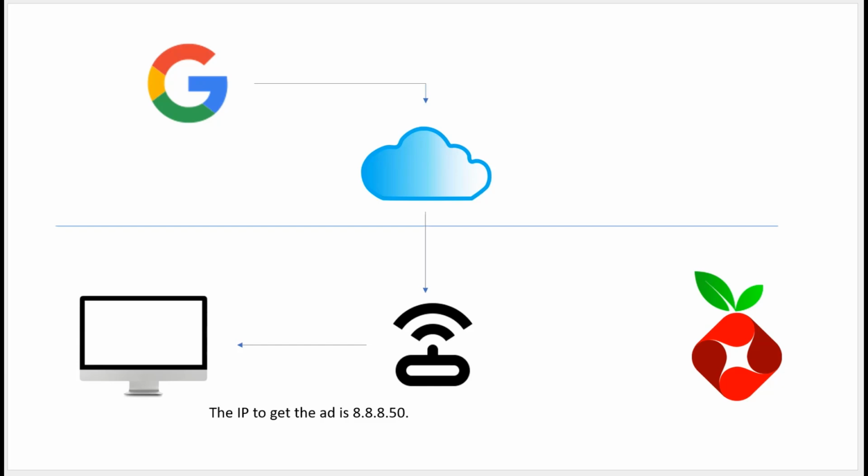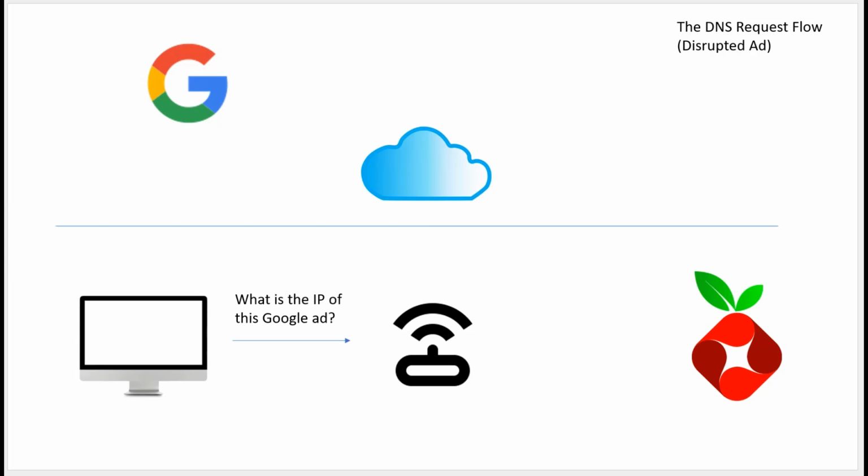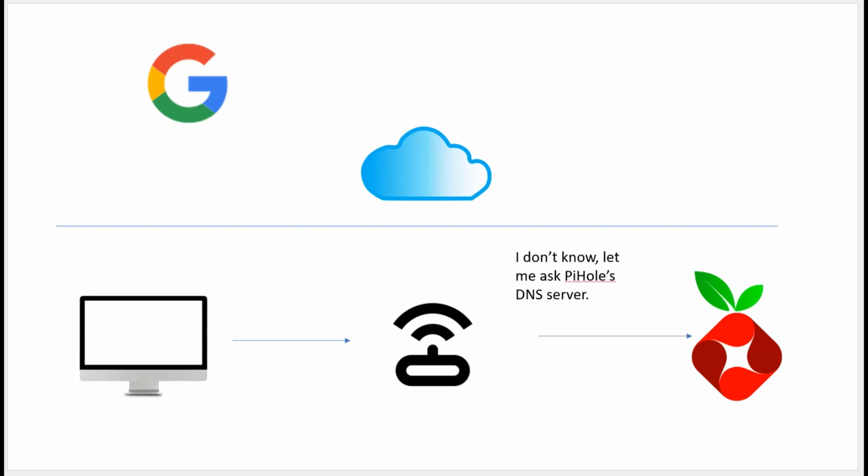So how does PiHole block our ads? It disrupts that flow because it has a list of all the domains that are for ads. So whenever your computer places a request, if your router uses a PiHole as your DNS server, then instead of going out into the open internet, it'll just send that request locally to your PiHole and say, hey PiHole, can you tell me the IP address for this domain?